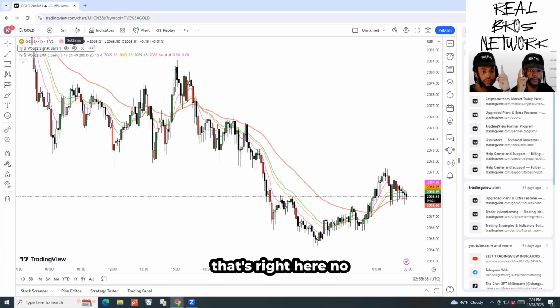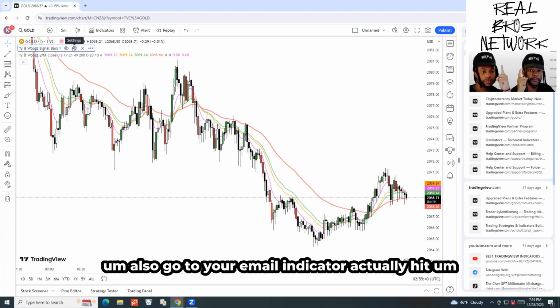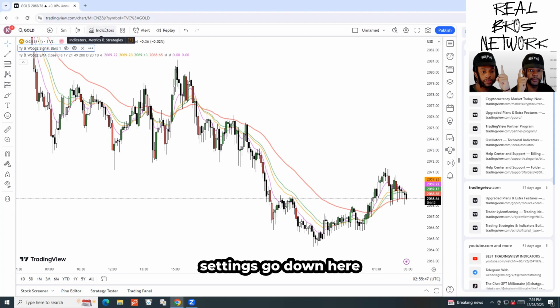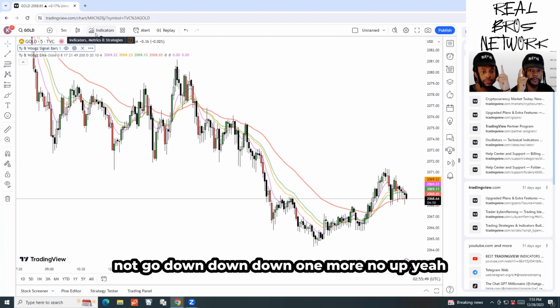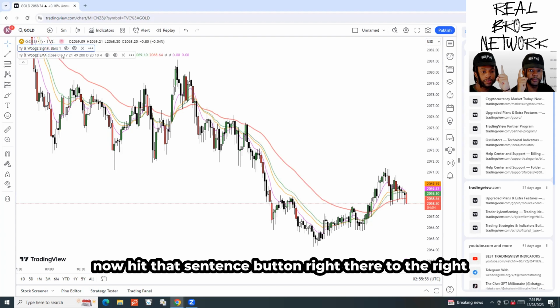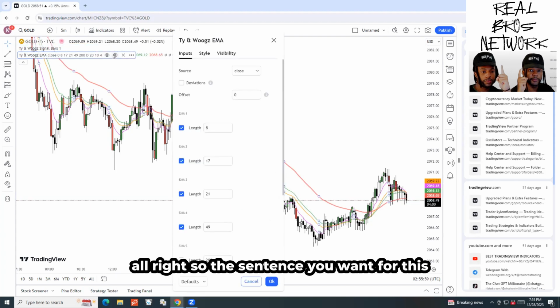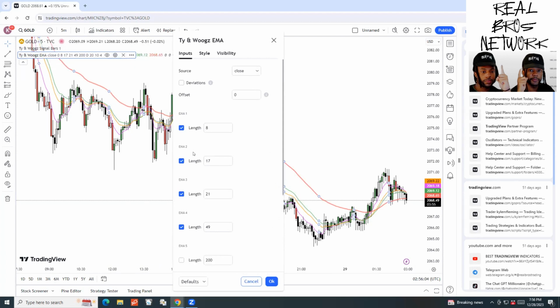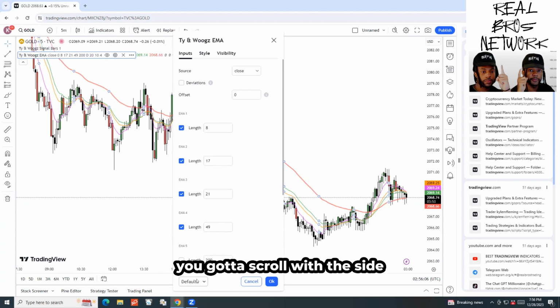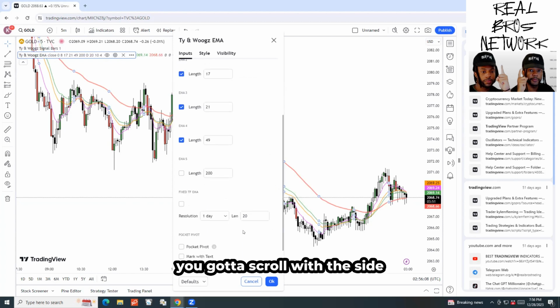Also, go to your EMA indicator actually, and hit settings. Go down. Right here. Now go down one more. No, up. Yeah. Now hit that settings button right there to the right. All right. So for the settings you want for this, scroll down on your input list. You've got to scroll with the side there.